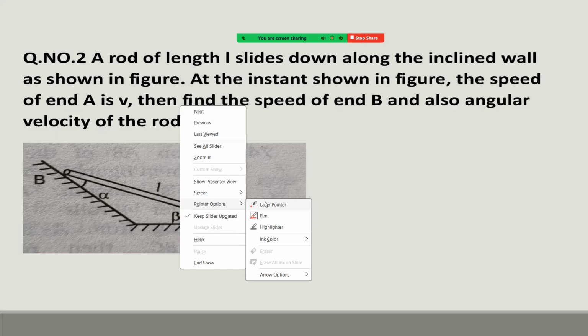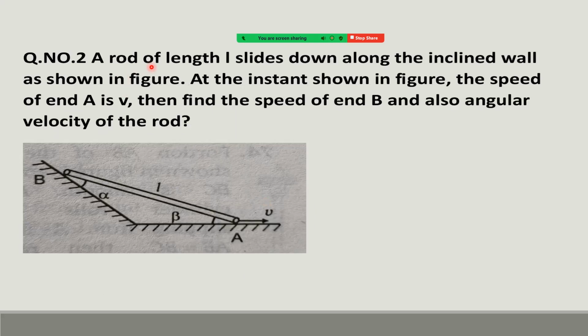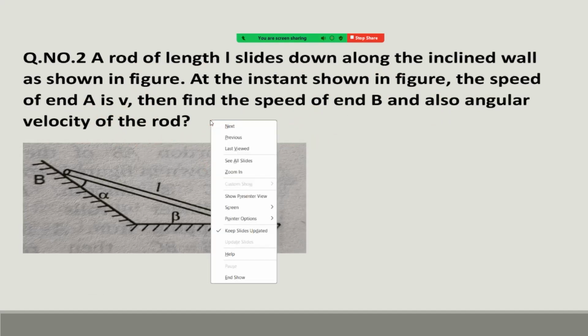See the question. A rod of length L slides down along the inclined wall as shown in the figure. At the instant shown in the figure, the speed of end A is v. Then find the speed of end B and also the angular velocity of the rod. Okay, let us see.